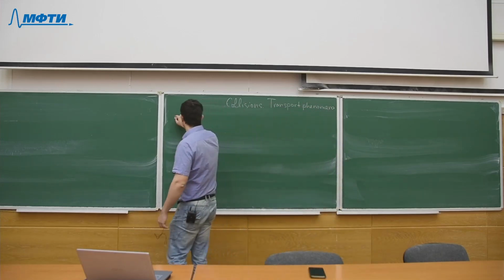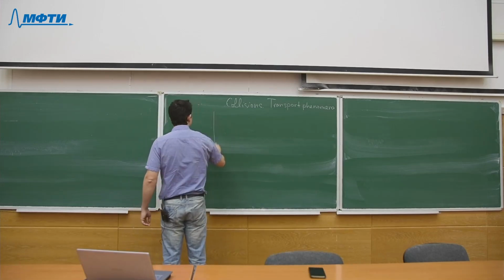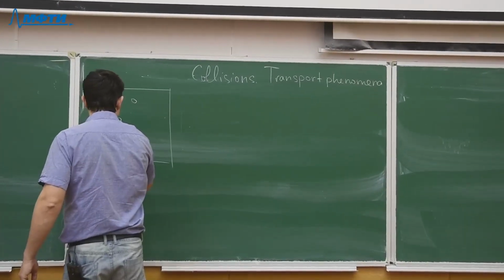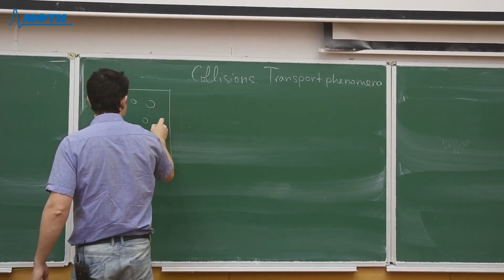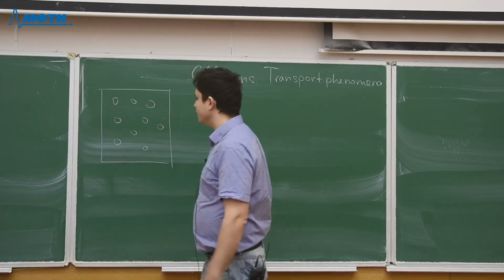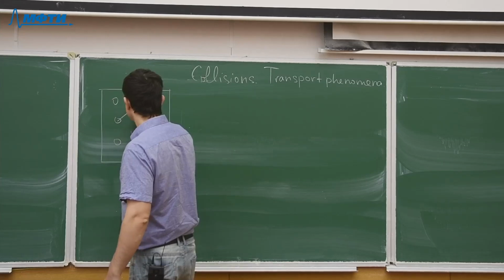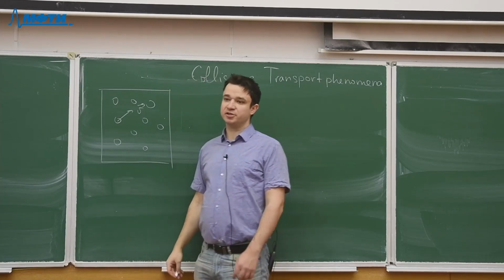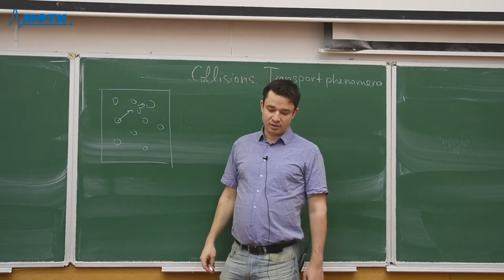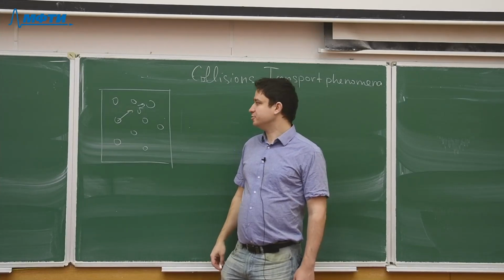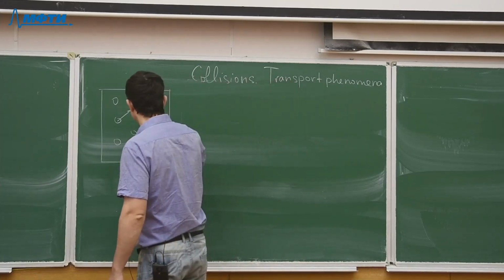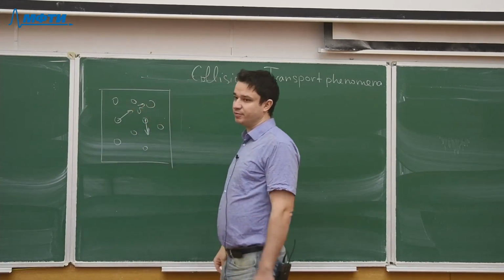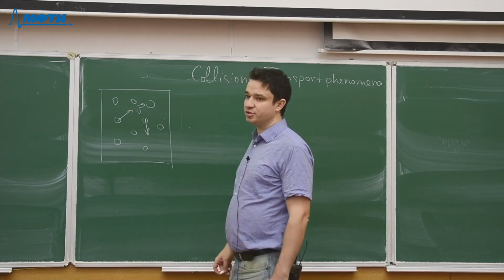So first we are going to discuss a gas of identical or almost identical particles in the vessel, and these particles move chaotically with some velocities, and as you know, these velocities are distributed in agreement with Maxwell's distribution, and the collisions happen between them because the number density of these molecules is very high.